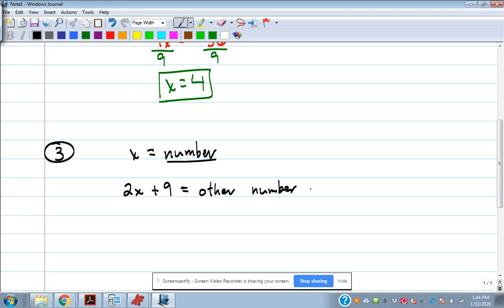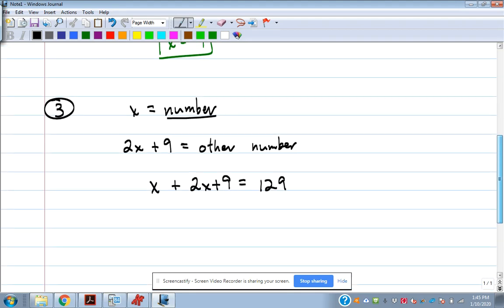And then the next sentence says what about those two numbers? A sum of 129. So what's that mean I'm going to do with these two things? Sum is add: x plus 2x plus 9 is 129. So we're going to set up that equation. That one's kind of worded a little strangely, but once you get the equation set up, it's really not that bad.